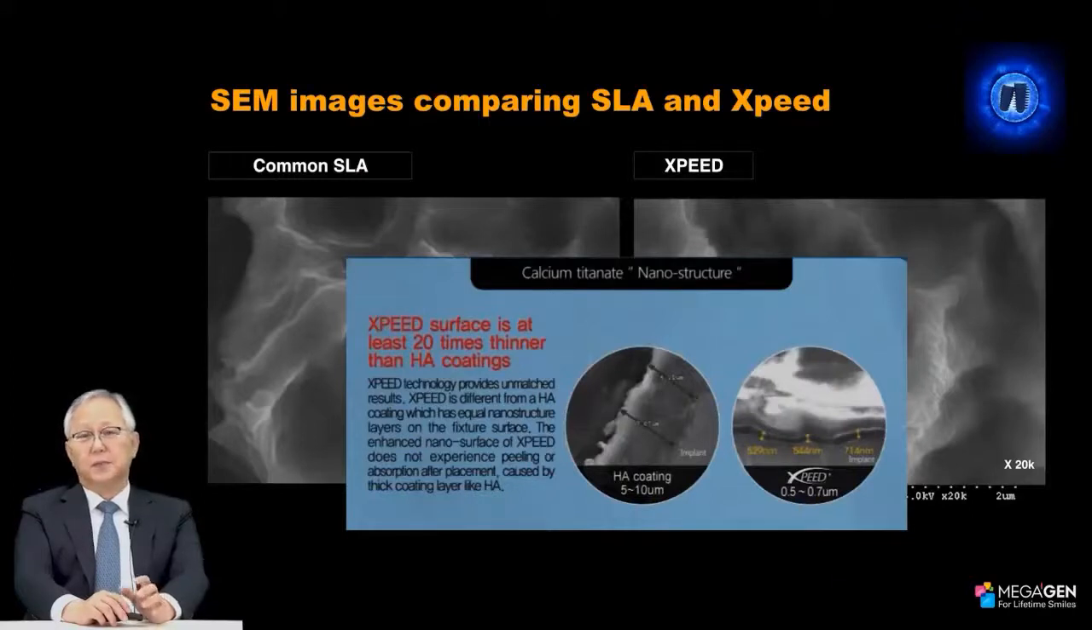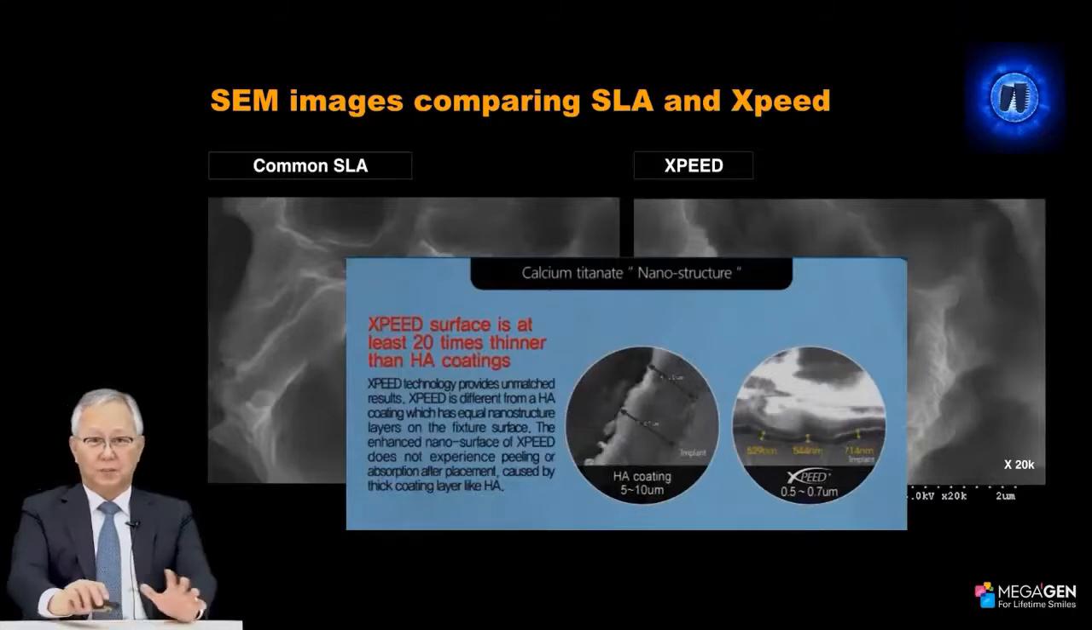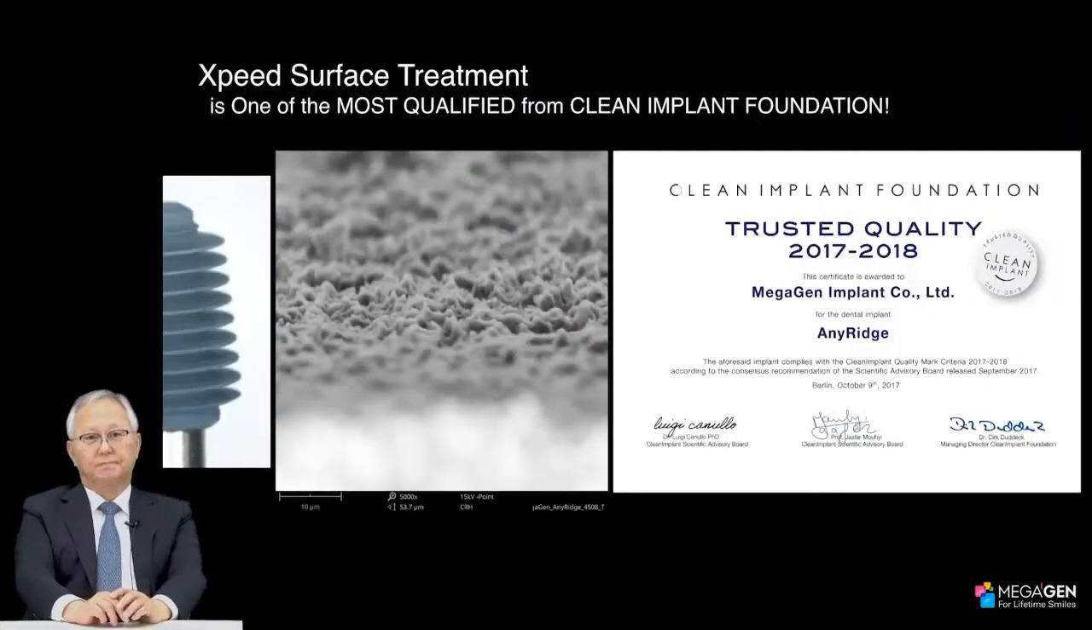This is XP, the surface is just a nanoscaled, only 200 nanometer scale, very thin and very strong binding of calcium ion into the titanium surface. So this is totally different from HA coating. No dislodge with time.